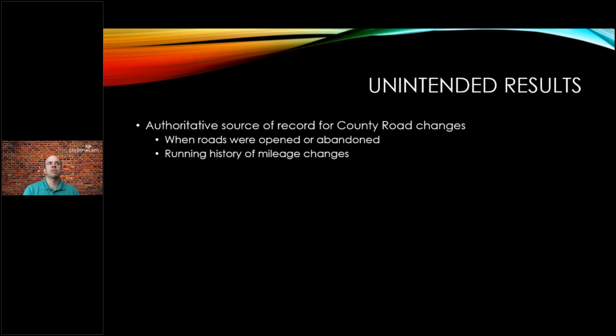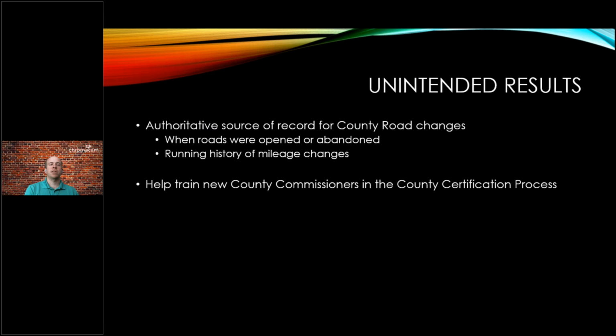There's been some kind of unintended results as part of this law and its development through the years. We've become an authoritative source of record for county road change. So since this law got enacted in the 60s, and ever since then, ODOT's had to track where the county roads are, which ones get opened, which ones get abandoned, and a running history of those changes. So we get several open records requests and court subpoenas throughout the year to show county road history. We also get involved in helping train new county commissioners as they're elected on how the county certification process works and what their certified mileage means to them. We help settle disputes between counties and landowners because we can look back through time and say this has always been a county road, or you just recently gave it to the county, something like that.